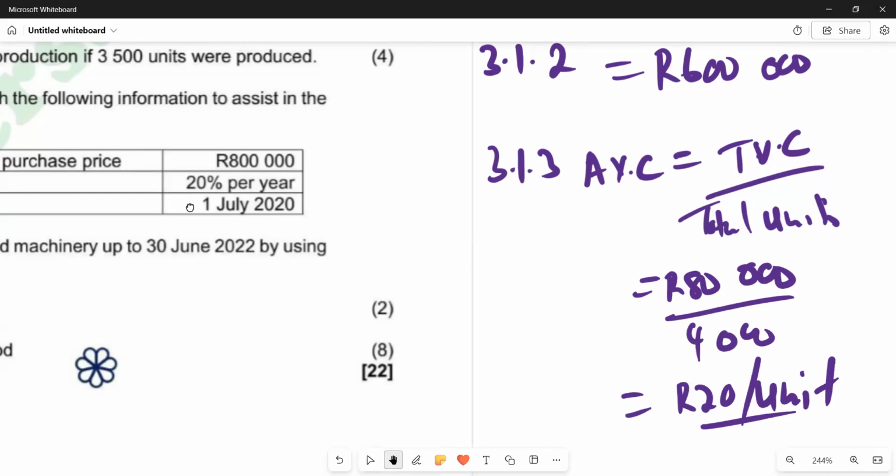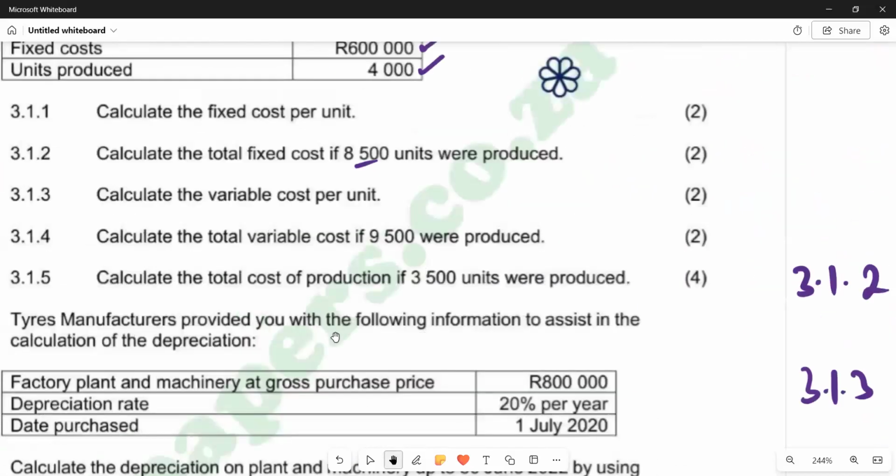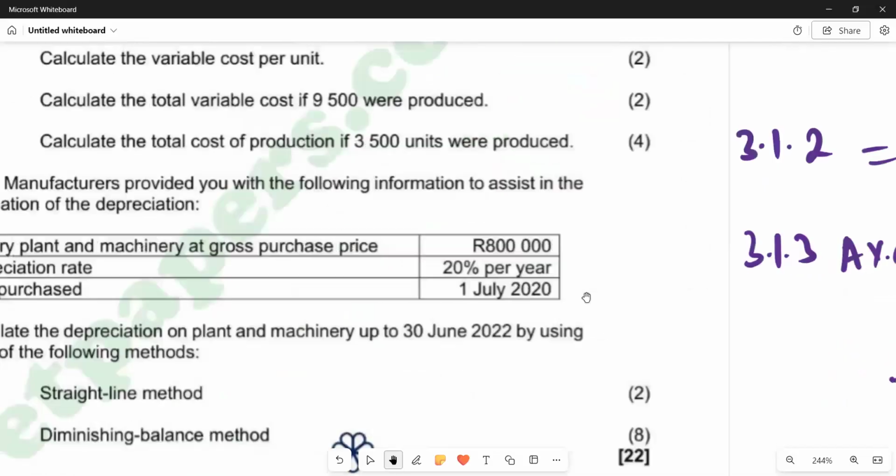On the next one, we are asked to calculate the total variable cost if 9,500 units were produced. We know that by definition, variable cost varies with the level of production. As we produce more, we incur more variable cost. So we make a direct proportion: if 1 unit costs 20 rand, what about 9,500? We just multiply 20 times 9,500, and then we get the answer for 3.1.4.